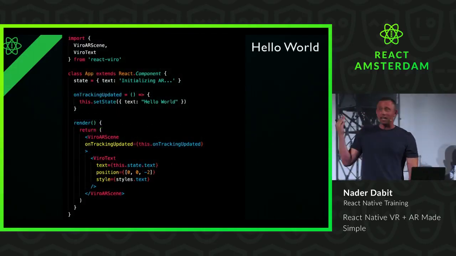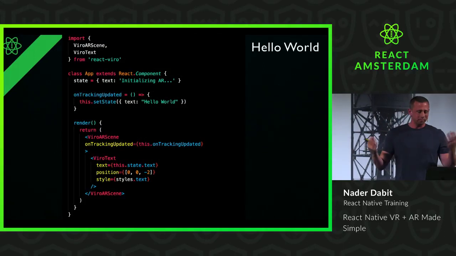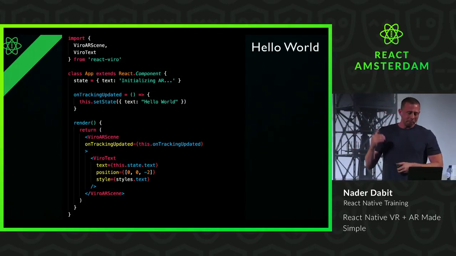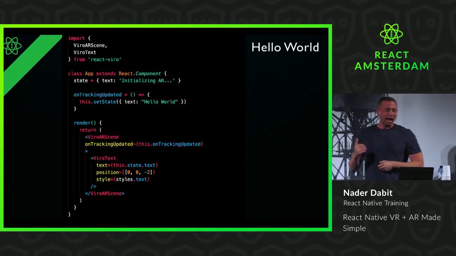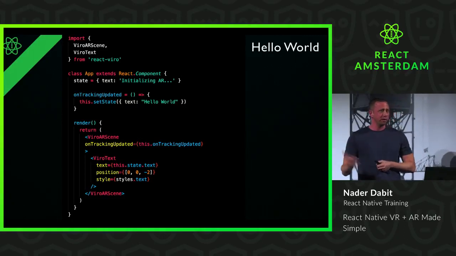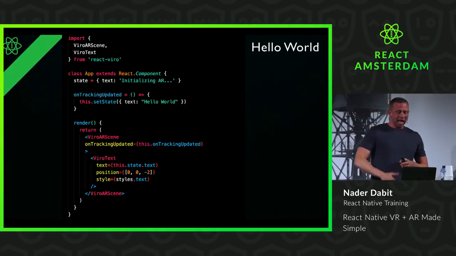So this is a Hello World scene that you might build, just something really basic. You can map a Viro AR scene to a view in React Native, and then Viro text would be like text.